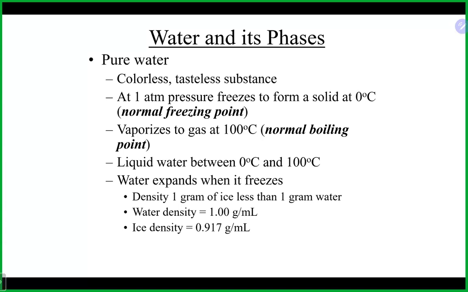Some important properties of water that we talked about along the way. Water density in the liquid phase is 1 gram per milliliter. Remember, density does change with temperature, but that's usually the value that you use if you ever need the density of liquid water.